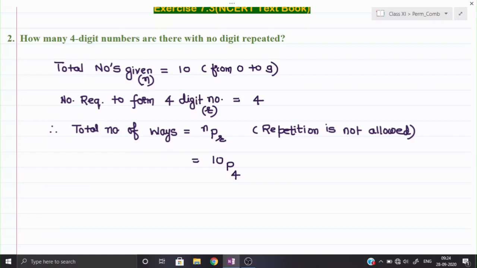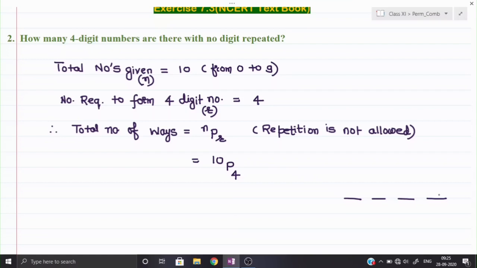Now I will show you the thing which confuses you in the examination as well. But if you understand now, there will be no confusion afterwards. We need to form a 4-digit number, so here I will generate 4 places. Now you observe, I need not show you each and every place because we are using the formula of permutation. So it is very simple.